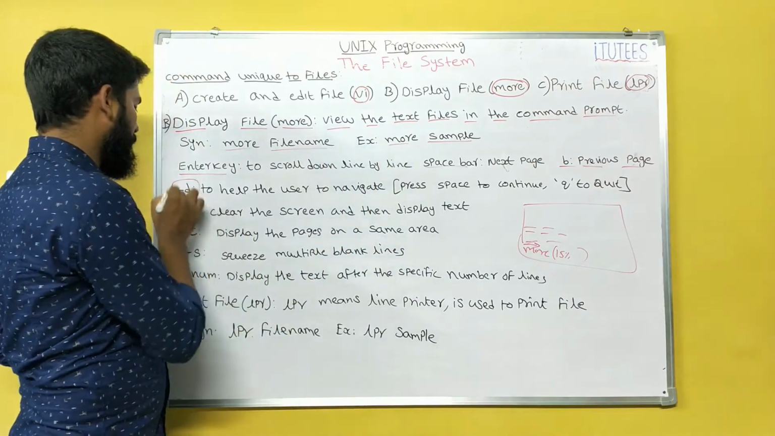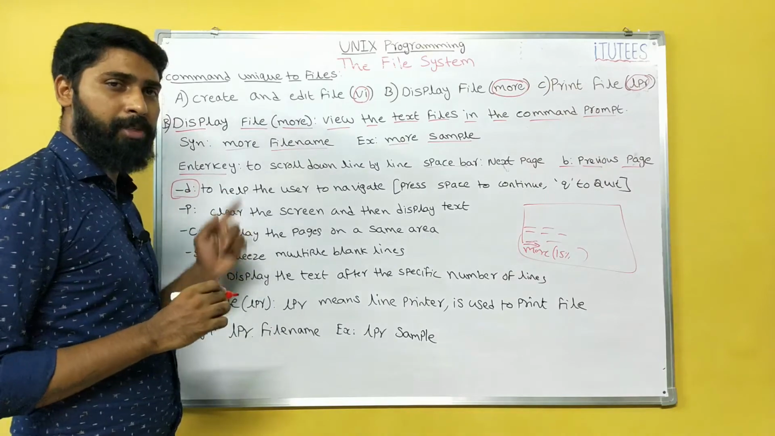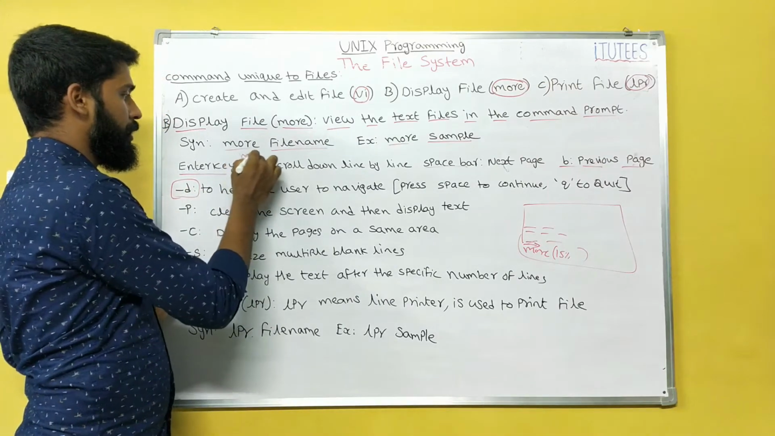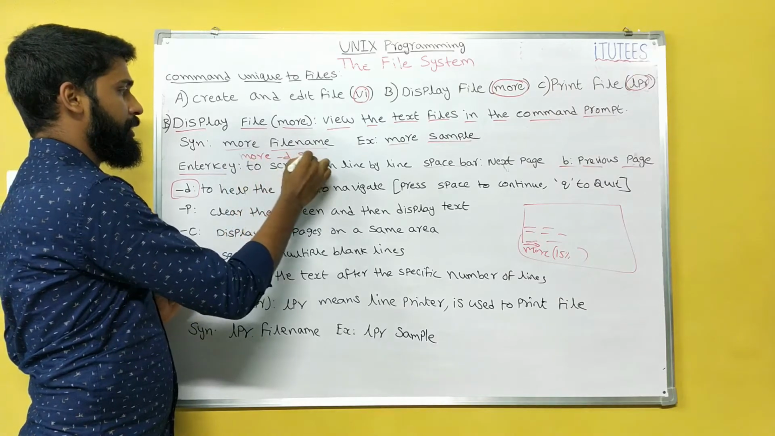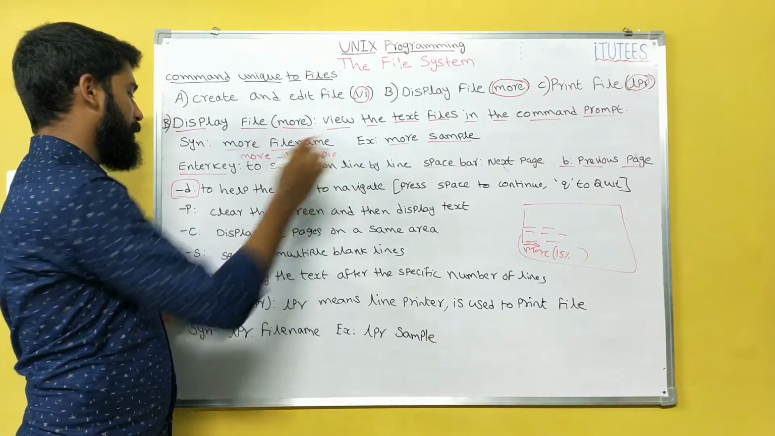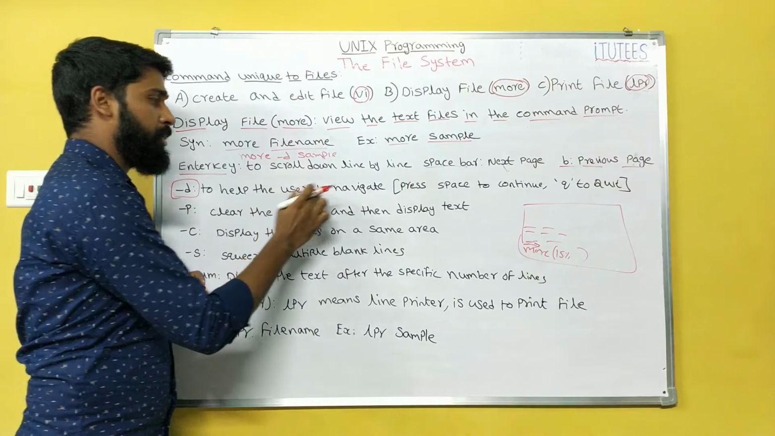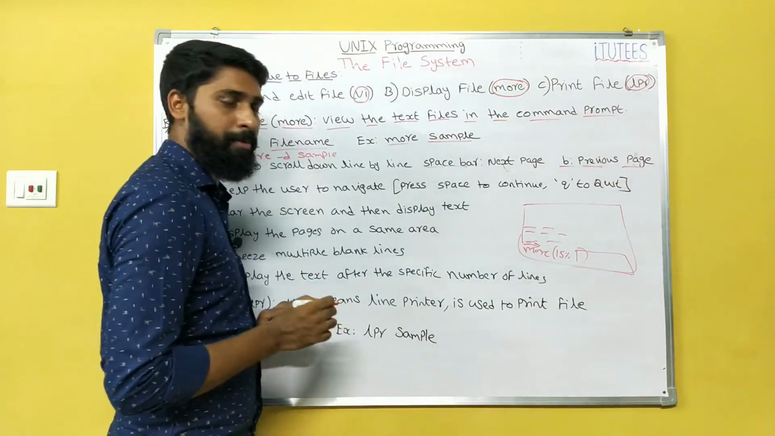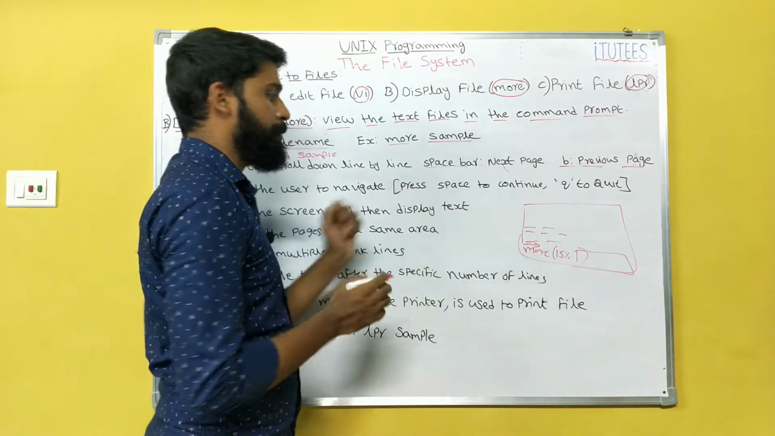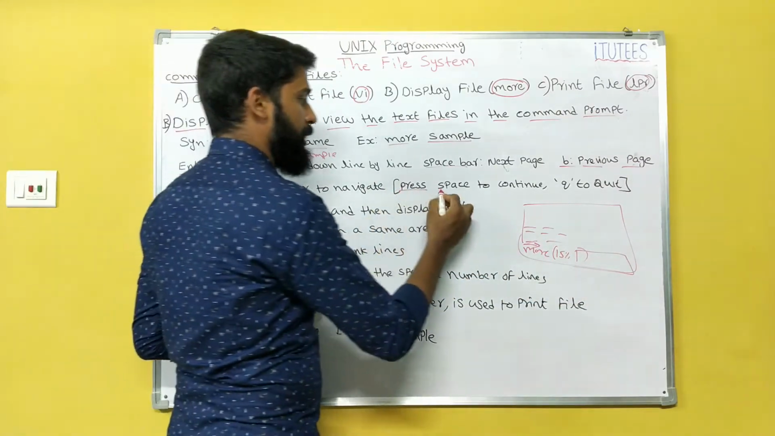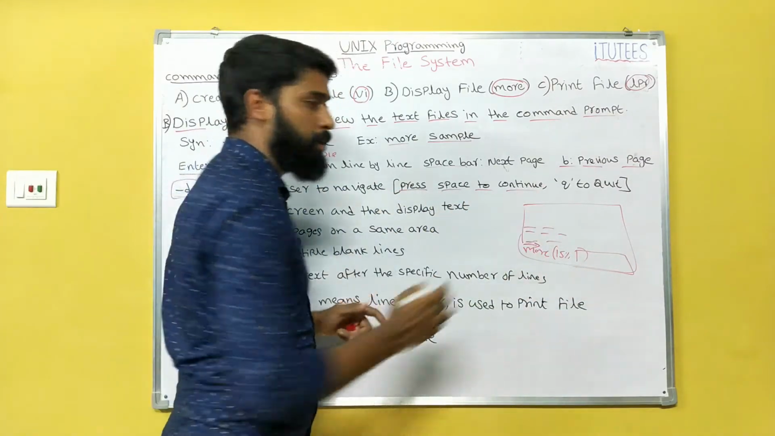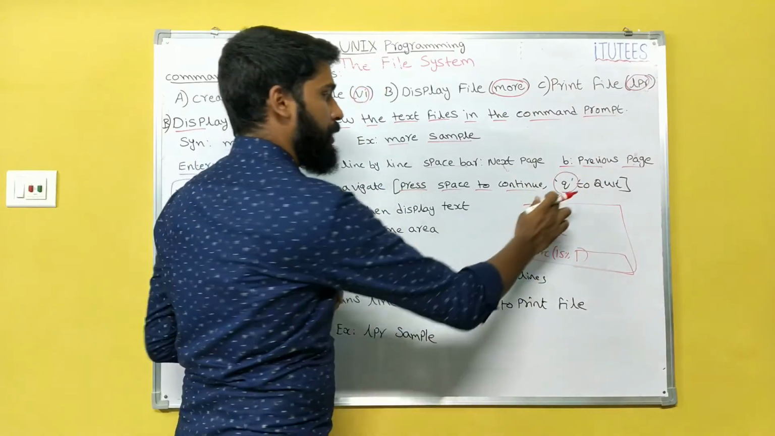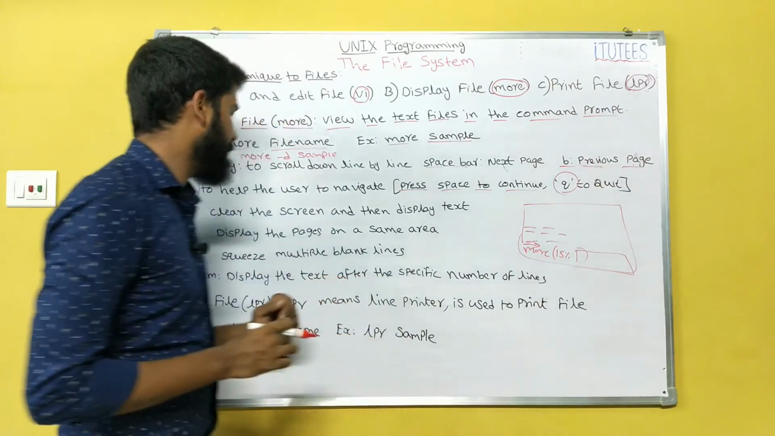We can use options with this more command. For example, more -d sample helps the user navigate in the file, and it displays a message. What is the message? Press space to continue, q to quit. How can we quit from the view? By pressing small q.